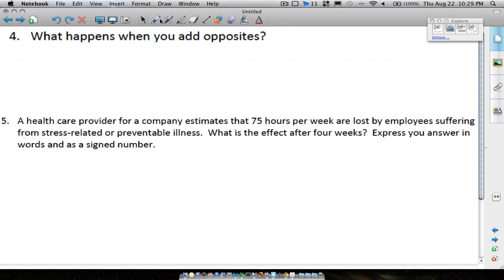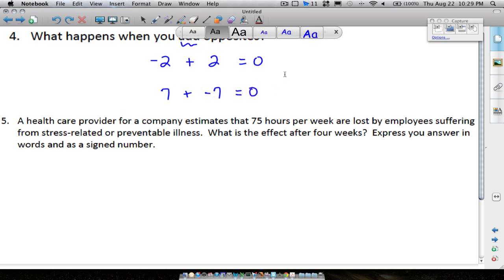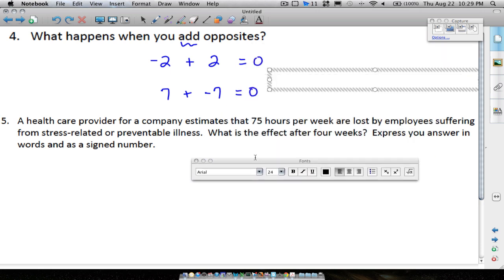What happens when you add opposites? Well, -2, what's the opposite of -2? +2. What happens when you add these two numbers together? You get 0. How about +7? What's the opposite of +7? That's -7. What happens when you add these two opposites? You get 0. So the answer to this question is, what happens when you add opposites? Their sum is always 0.